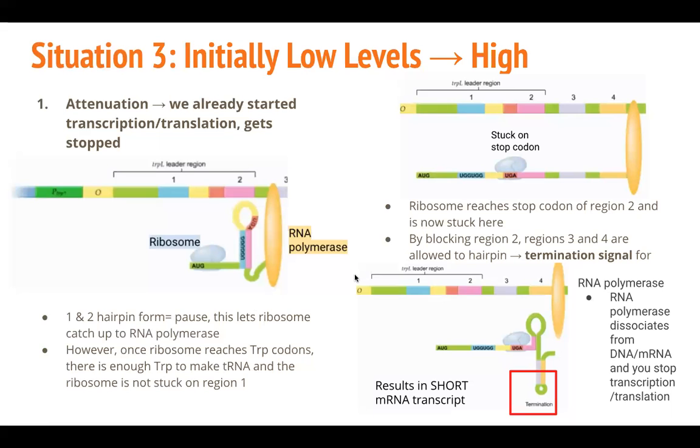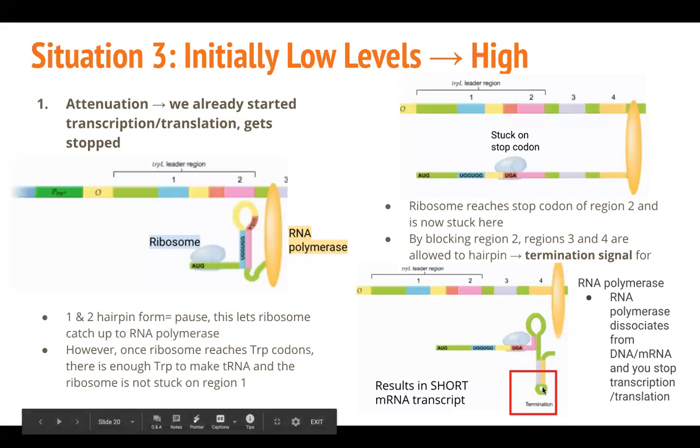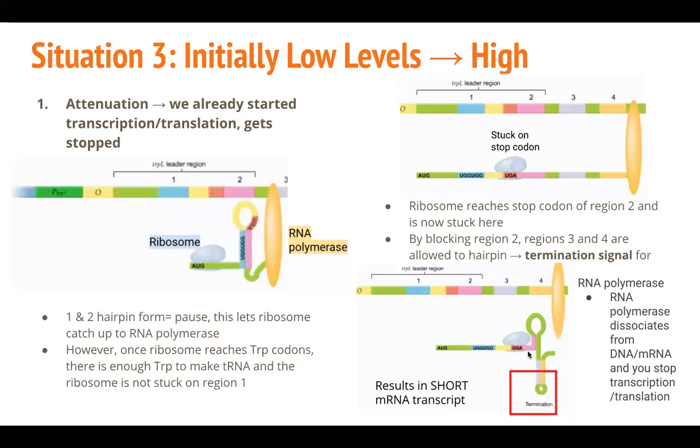So what happens is the ribosome gets stuck on region 2, or that stop codon, that UGA in this case, where Sebastian's cursor is. So now it's stuck on region 2. When region 2 is blocked, it can't bind to 1 and it can't bind to 3. So 3 and 4 can hairpin and make this termination signal, which stops transcription and results in this short mRNA transcript right there. You can see it's now detached from the RNA polymerase. When 3 and 4 are allowed to hairpin, the RNA polymerase will dissociate from the DNA and the mRNA will stop translating, and you'll just have this short mRNA transcript.